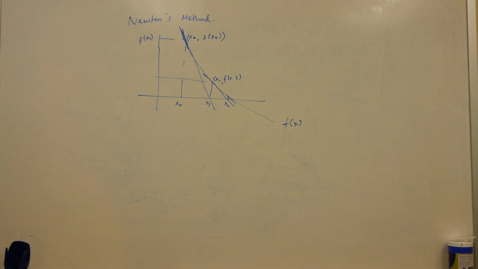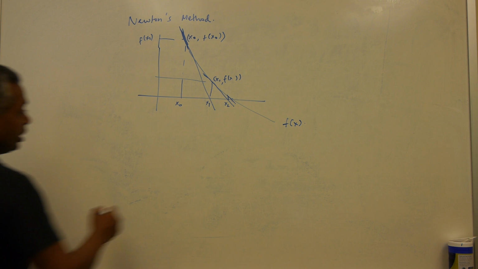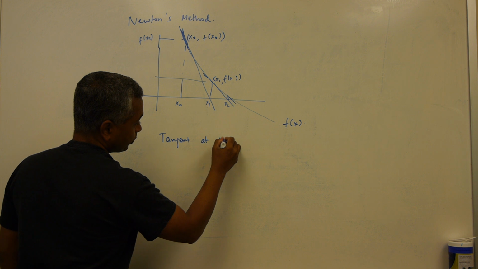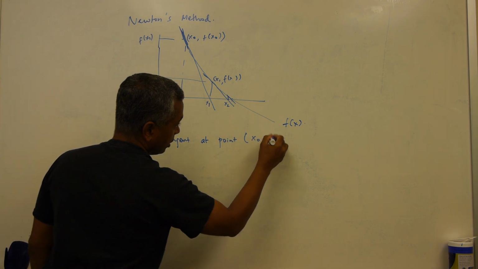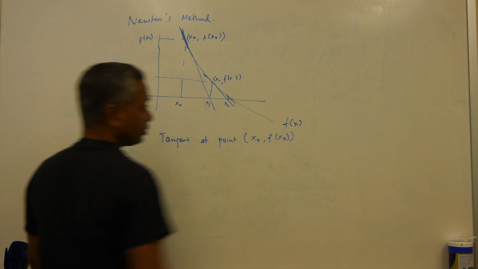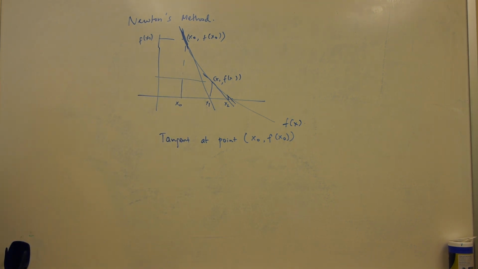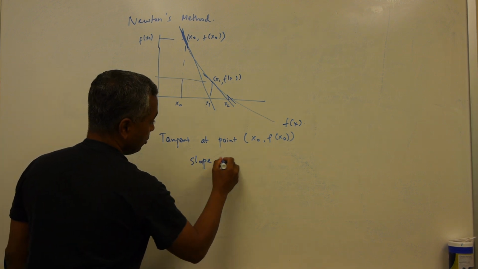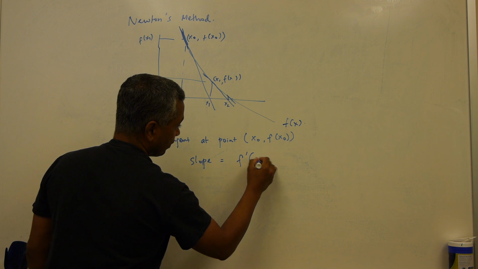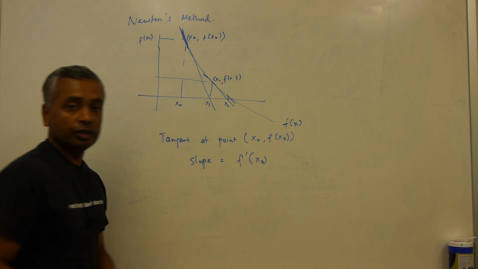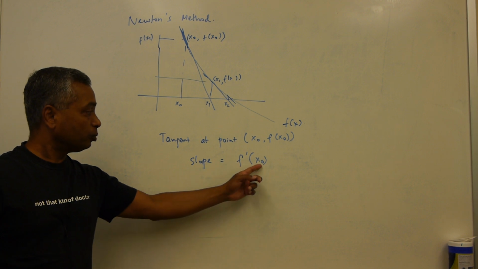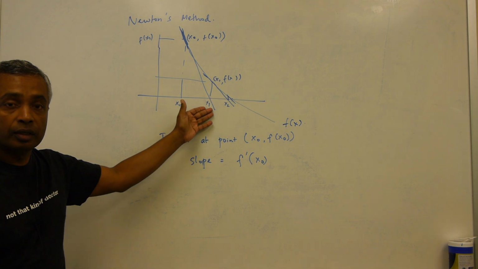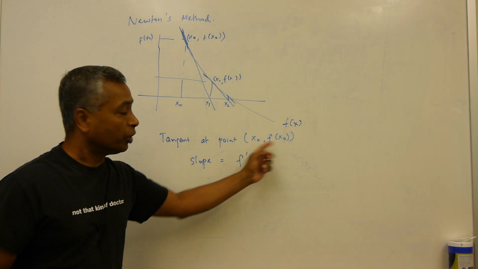So let me derive the formula for you. So remember, we're drawing a tangent initially at point x naught, f of x naught. So you know that the slope of this particular line is simply the derivative of the function f at x naught. That's the definition of the tangent. So you take the derivative of f at point x naught, that is the slope of the first line that I'm drawing. Now of course you also know that the line goes through this point.